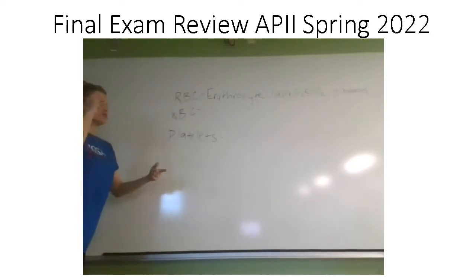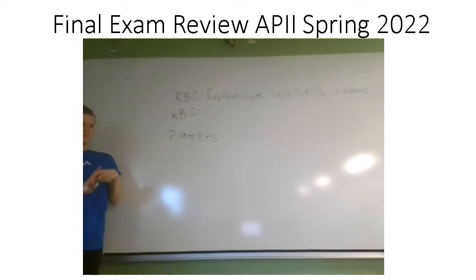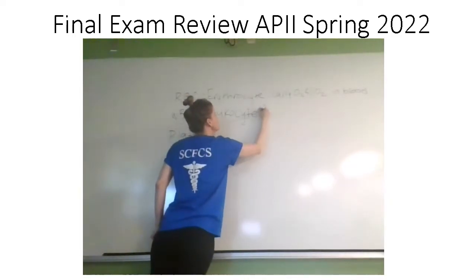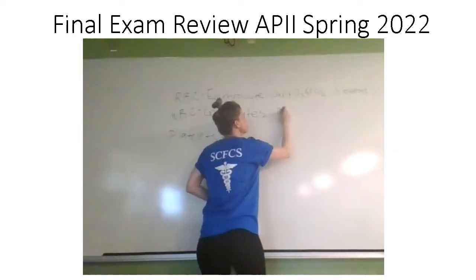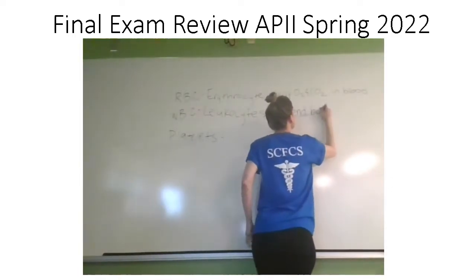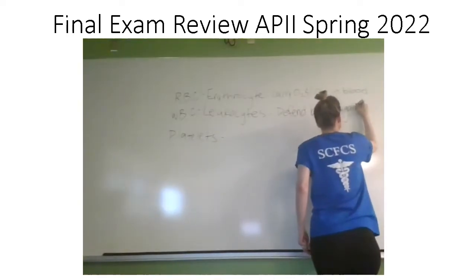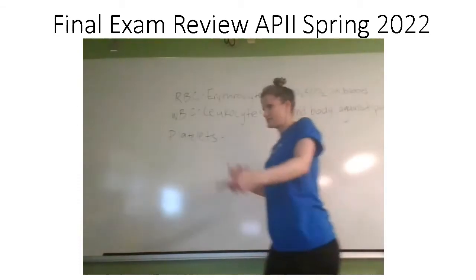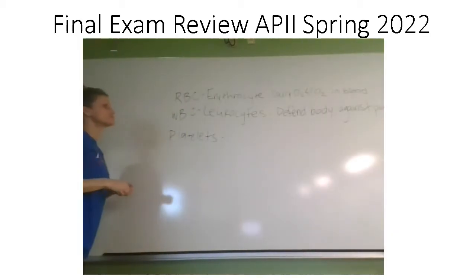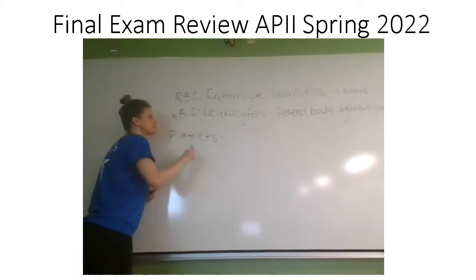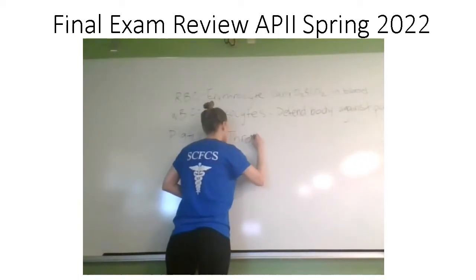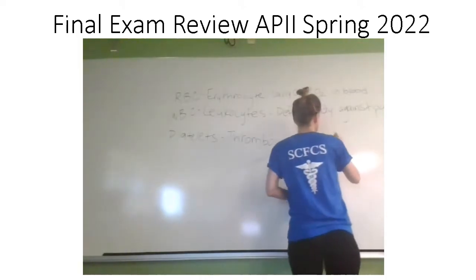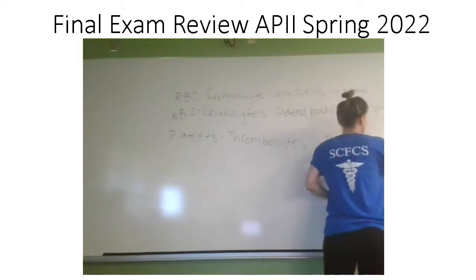All right, so red blood cells are erythrocytes. They carry the respiratory gases through the bloodstream. White blood cells are leukocytes. And remember, the white blood cells defend the body against pathogens, like preventing infection, that kind of thing. And then platelets are thrombocytes, and those take part in the blood clotting process.